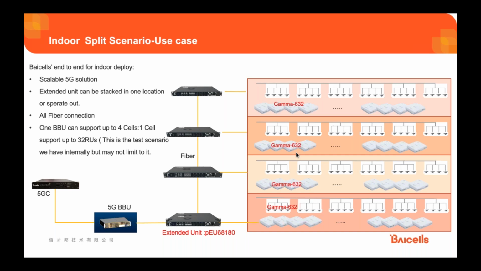One BBU can support up to 4 cells, and each cell can support up to 32 radio units. You can see here the Gamma 632 indoor radio. You can connect them like an access point, like a Wi-Fi distribution right here. They can connect to the extended unit, this front hub right here, which will take it to the 5G BBU, and the 5G BBU would backhaul it to the 5G core, and you can actually scale it as your business case needs. So this is for 5G indoor installation.